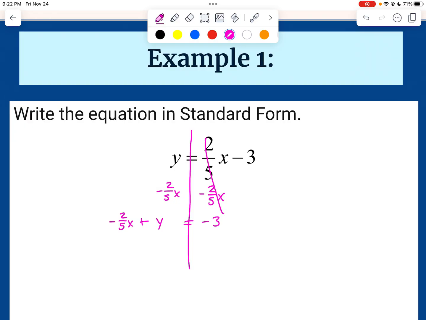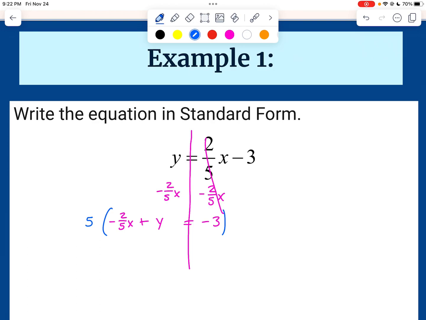Now that is still not in standard form because we can't have fractions. And this leading coefficient here also can't be negative. So we're going to kill 2 birds with 1 stone here. To get rid of fractions, we want to multiply all of the terms by the least common denominator. Well, there is only one denominator because this is the only fraction. So we're going to multiply every single term by 5.